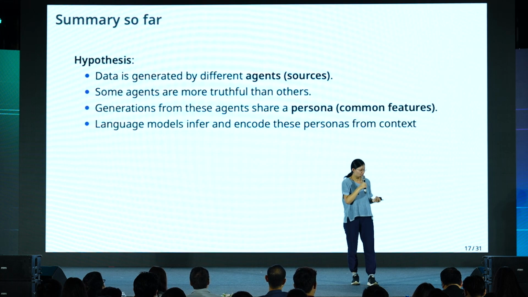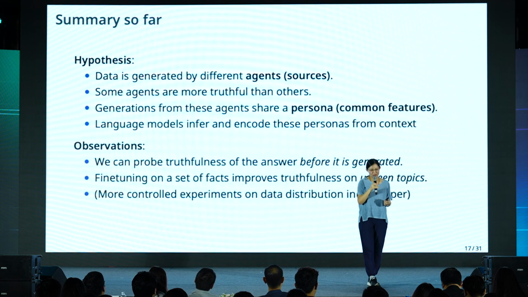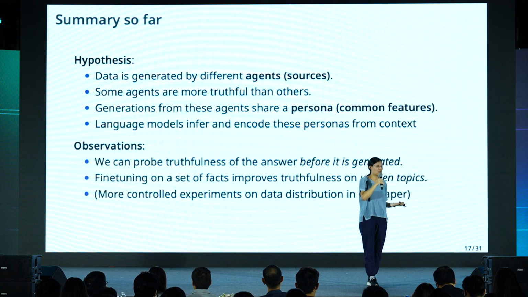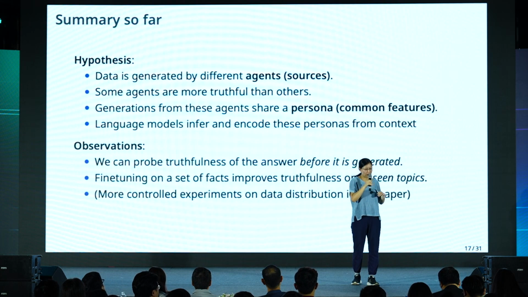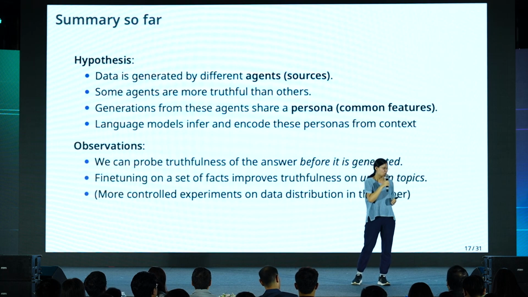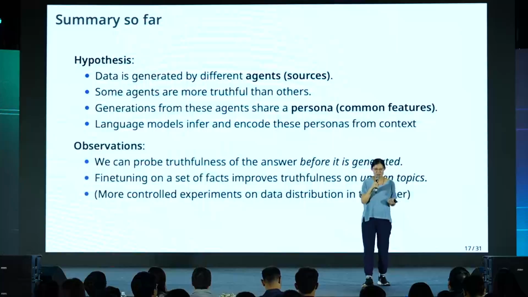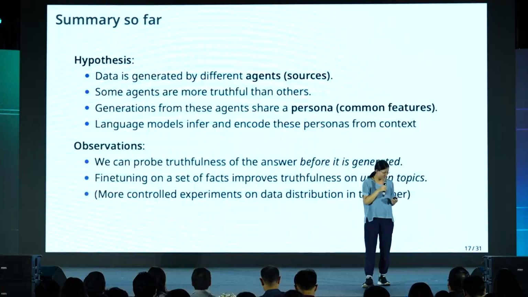And because of this clustering, we are able to probe truthfulness of the answer before it is even generated from the model, which is potentially useful for abstention. And also, from an alignment perspective, we can fine-tune on a set of facts to improve truthfulness on unseen topics. And we don't need a lot of data to achieve this improvement.